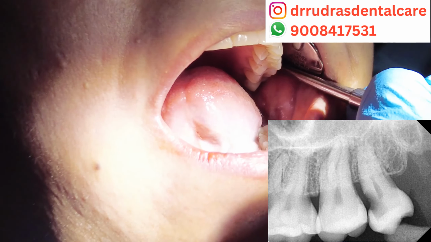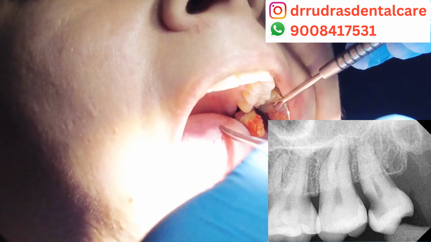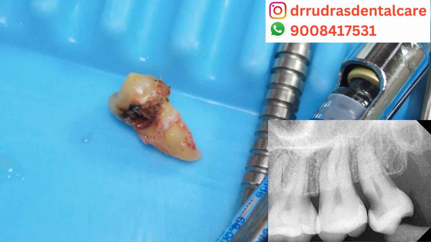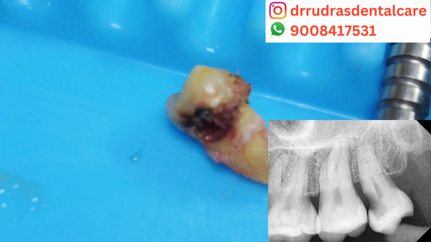Now in such cases where you have the wisdom tooth, generally the upper wisdom tooth extraction is much easier than the lower wisdom tooth extraction, and here you can see that the tooth was rotten and there was a cavity, and we don't do any endodontic treatment generally in third molars.